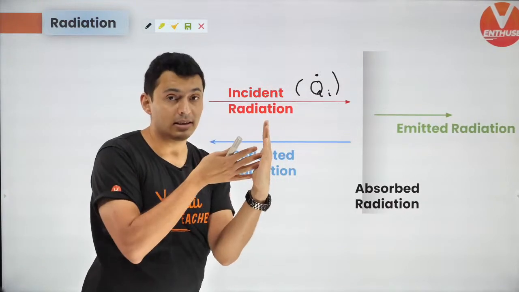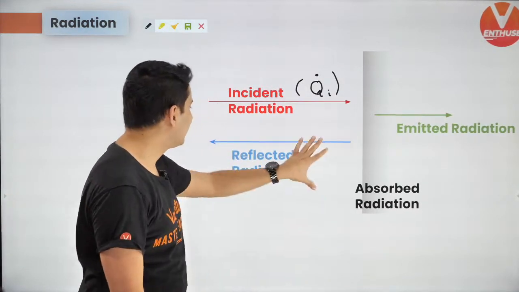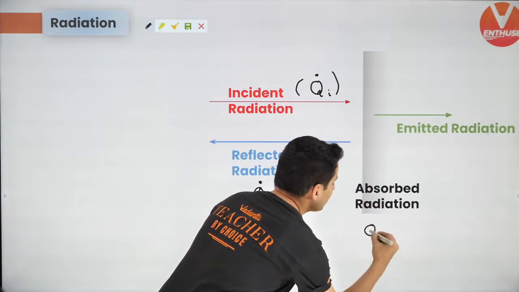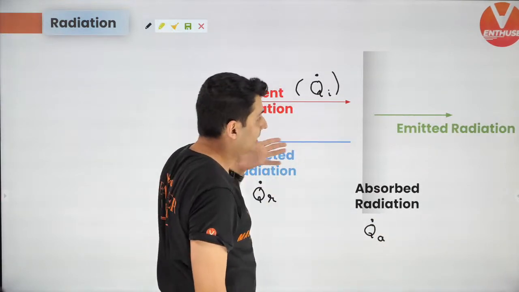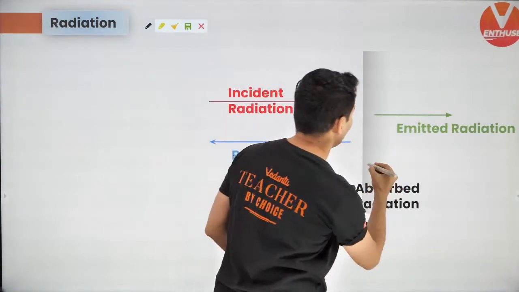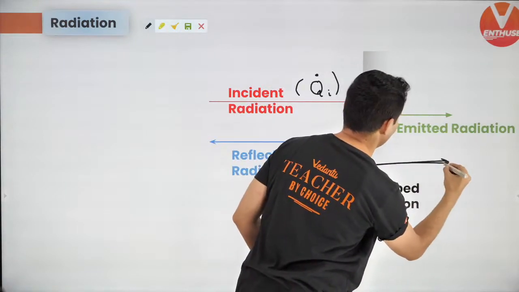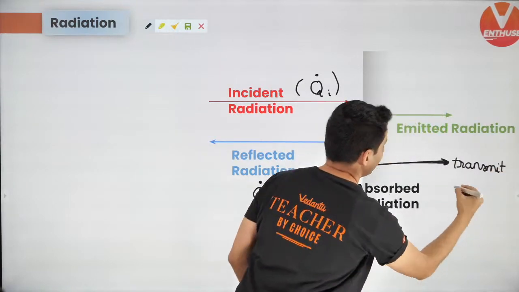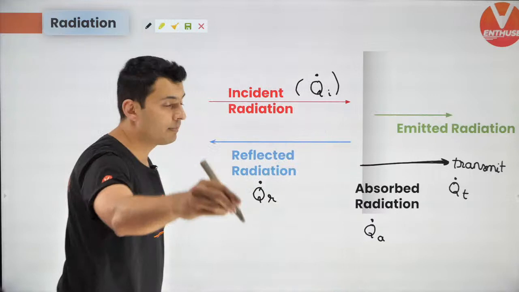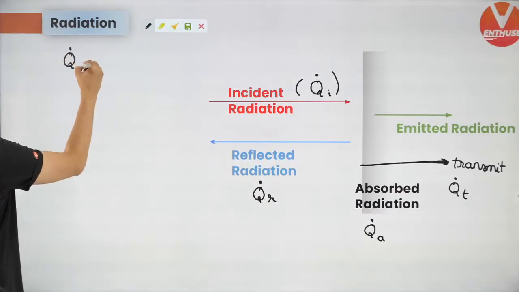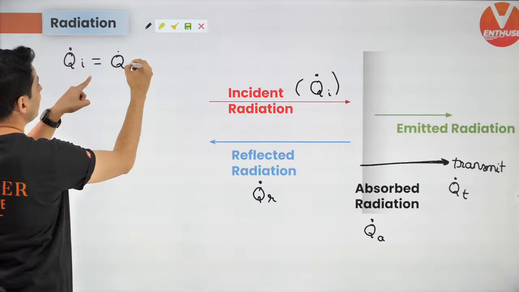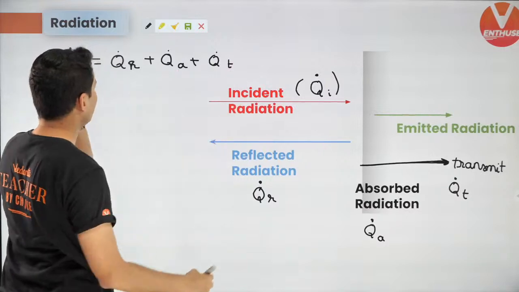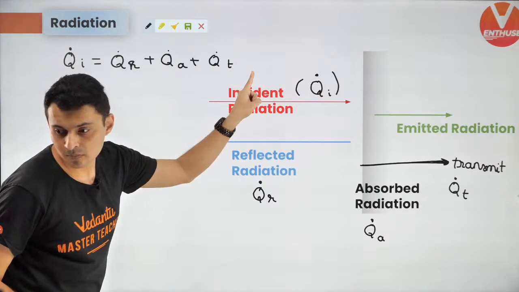If energy falls on a surface, three things can happen. It can get reflected, so Q dot R. It can get absorbed, so Q dot A. And some can also be transmitted, and that is Q dot T. Now remember these formulas. Q dot I, whatever is incident, will be reflected, absorbed, and transmitted. This is the law of conservation of energy.